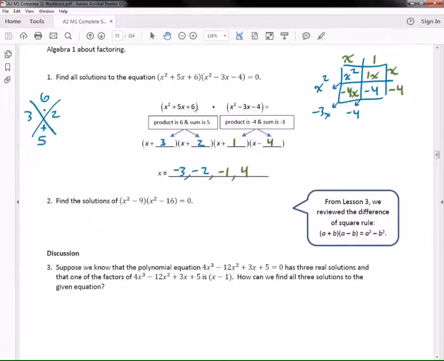And so that's how you factor trinomials. But what about these guys? These guys are called difference of squares. I'll do that one next.